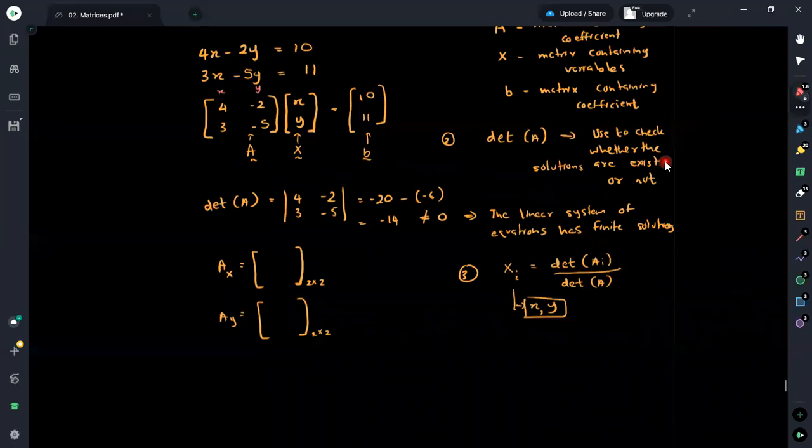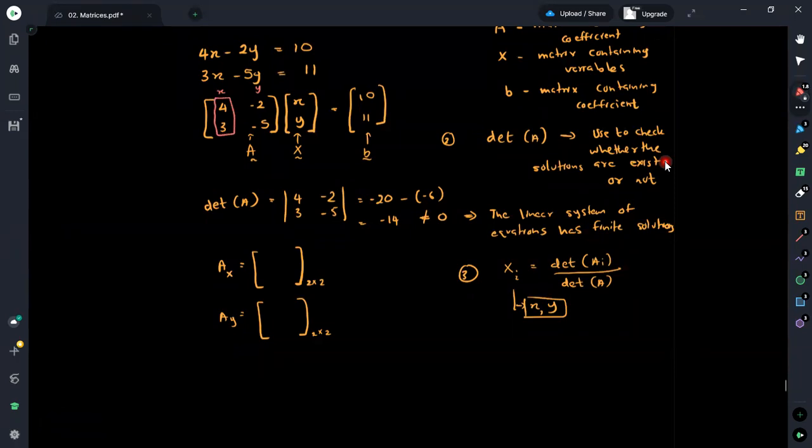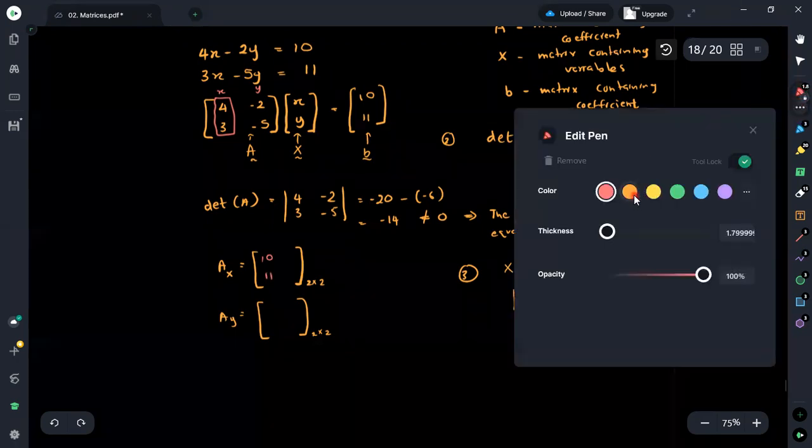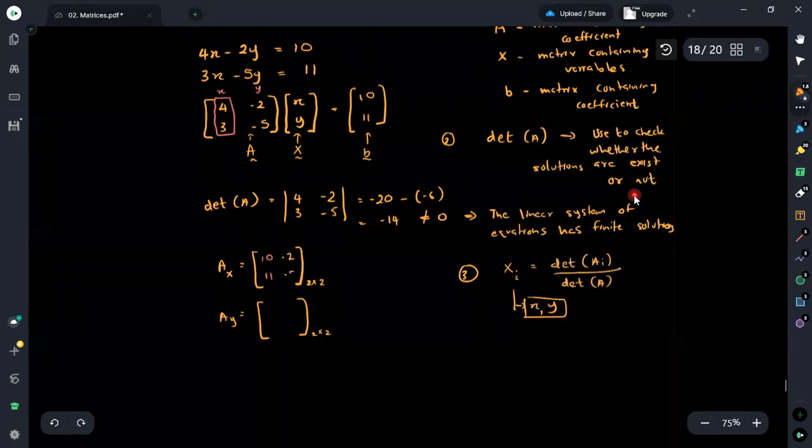y. Now what we are going to do is identify a matrix associated with this variable x. Therefore, I have to omit this set of values, since these are the coefficients associated with the variable x, and instead of these values, I will replace them with the constant values. Therefore, for the first column, I will replace it by the constants. It is 10 and 11. And then I will write down the values which are remaining in the matrix. It is minus 2 and minus 5.